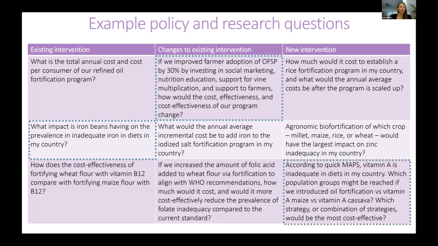Or if, for example, you learned via Quick Maps that there is a high prevalence of vitamin A inadequacy in your country, you could then use the tool to ask what population groups might be reached if we introduced oil fortification, vitamin A maize, or vitamin A cassava, and which strategy or combination of strategies would be the most cost effective.